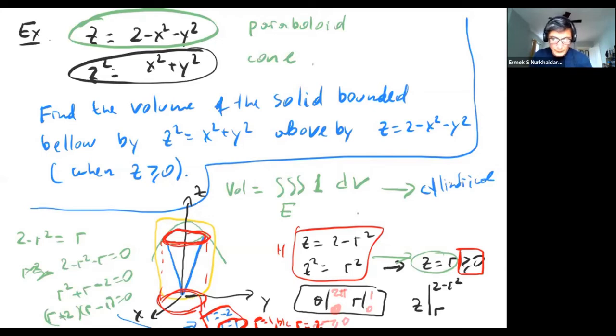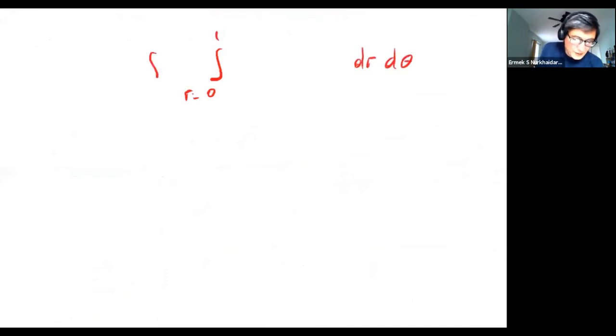Okay. And now we have limits for all the variables here. So for the final answer, I'll move on to the next page. The final answer is going to be: r is changing from 0 to 1. Theta is changing from 0 to 2 pi.